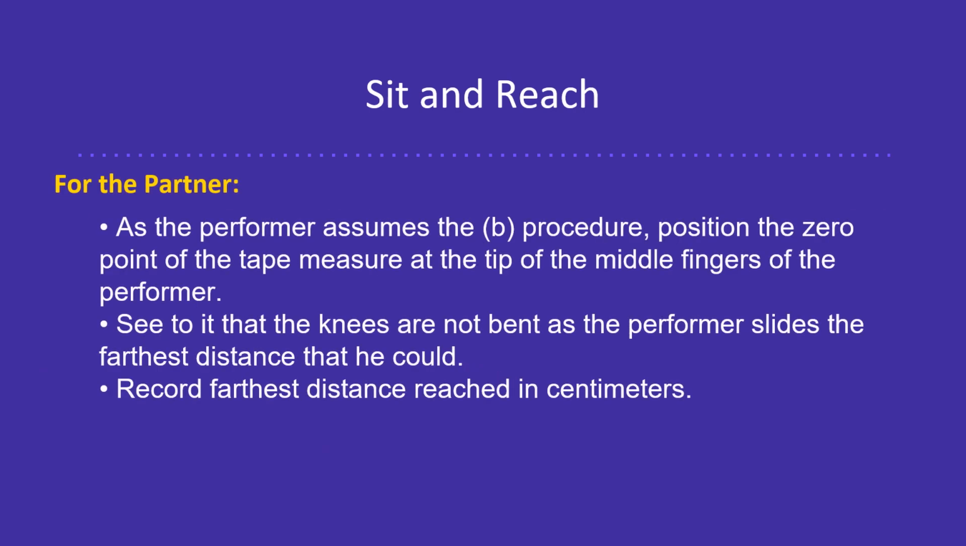For the partner, as the performer assumes the letter B procedure, position the 0 point of the tape measure at the tip of the middle finger of the performer. See to it that the knees are not bent as the performer slides the farthest distance that he could. Record farthest distance reach in centimeters.